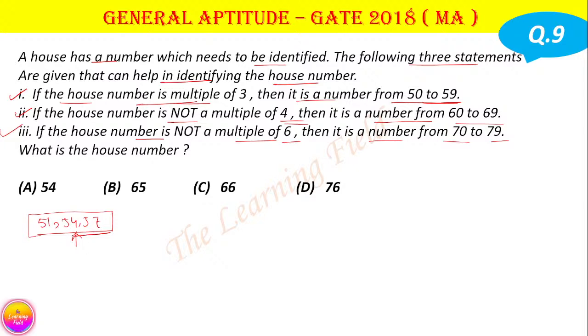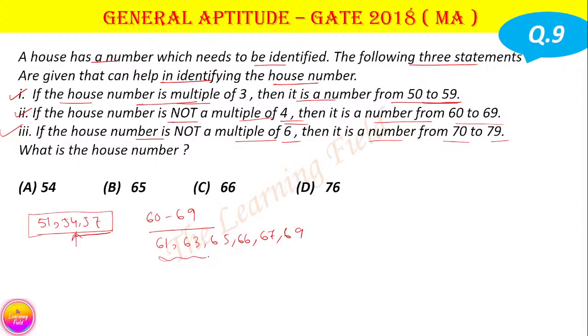Now if we go with condition 2, it says that if the house number is not a multiple of 4, then it is a number from 60 to 69. So the possibilities are the numbers which are not multiples of 4: 61, 62, 63, 65, 66, 67 and 69.